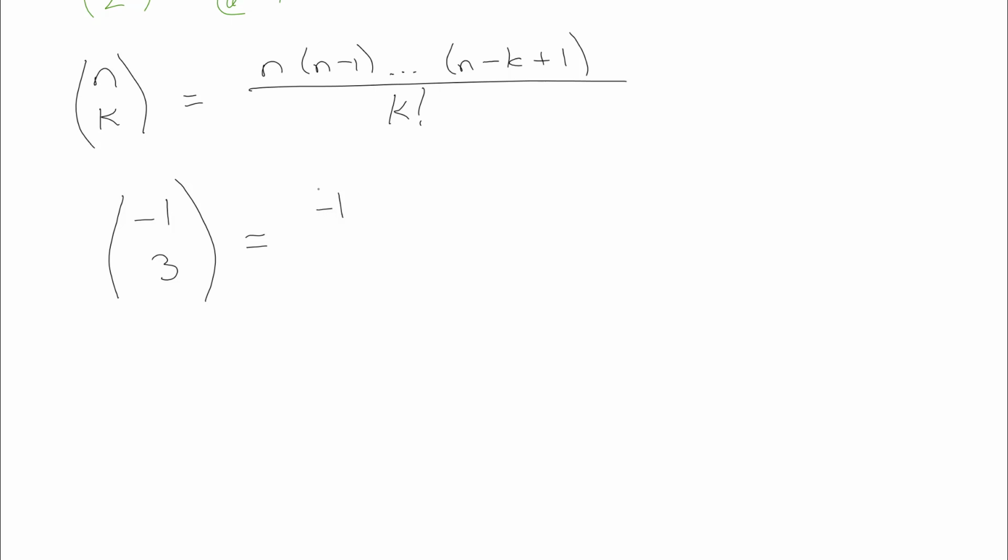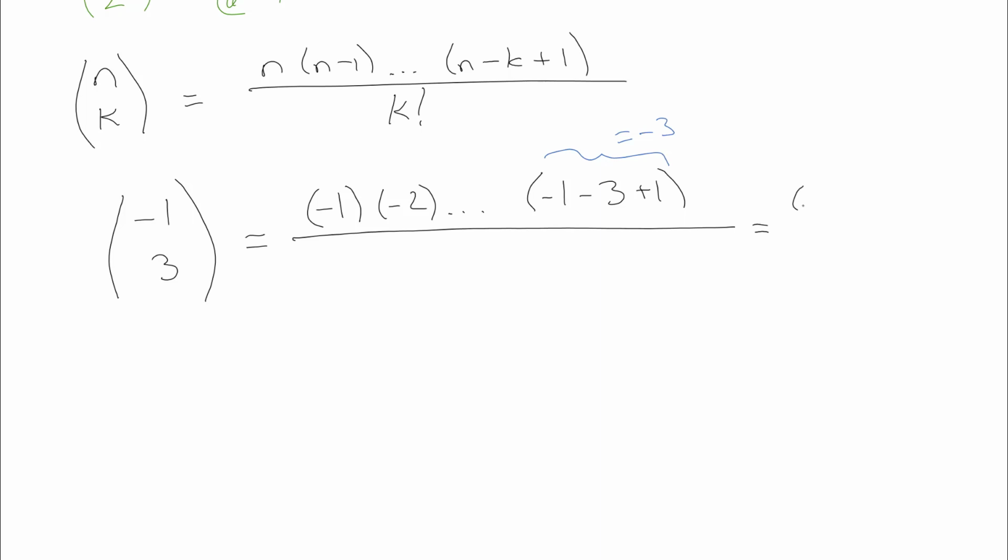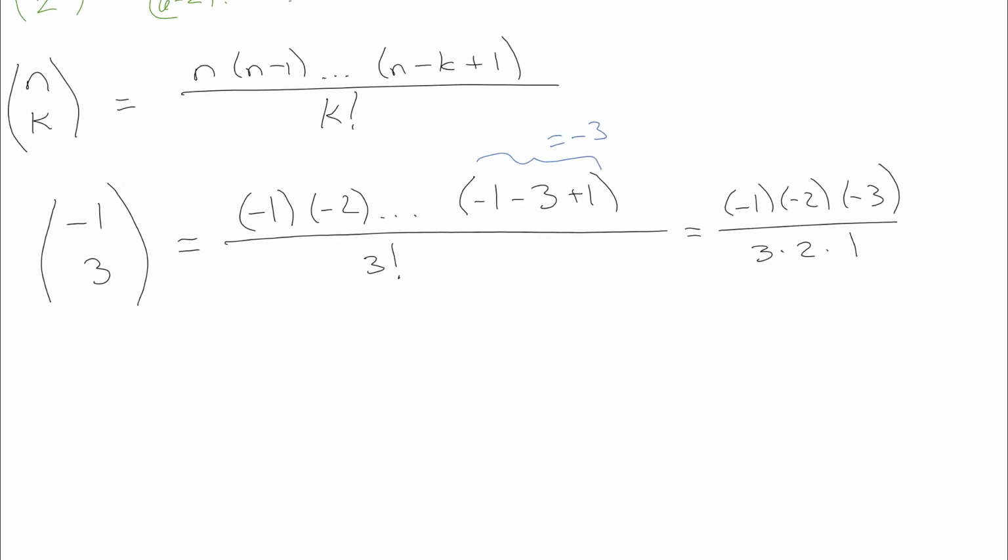So it's going to be -1 times -2 all the way down to -1 minus k plus 1, and this turns out to be -3. So it's really just -1 times -2 times -3 on the top, and then on the bottom, it's going to be 3 factorial. So that's 3 times 2 times 1. And so that means on the top, it's going to turn out to be -1. So I can take -1 objects and put them into groups of 3 -1 times.